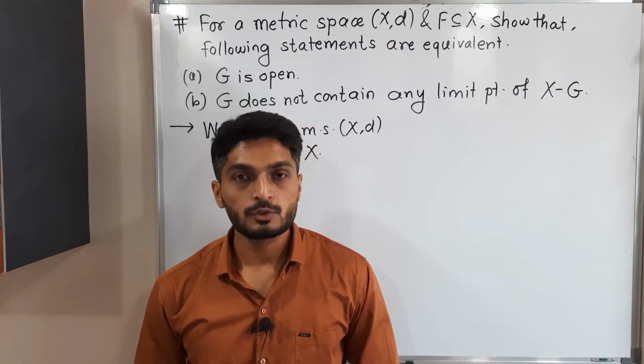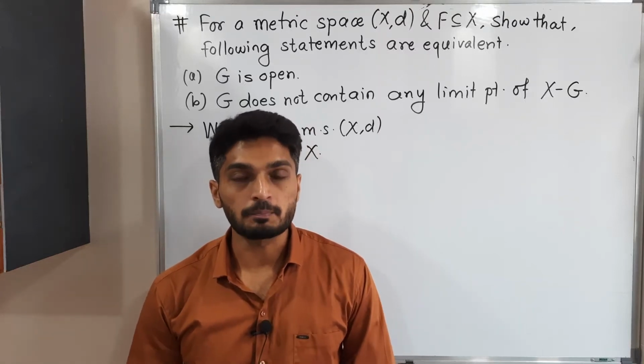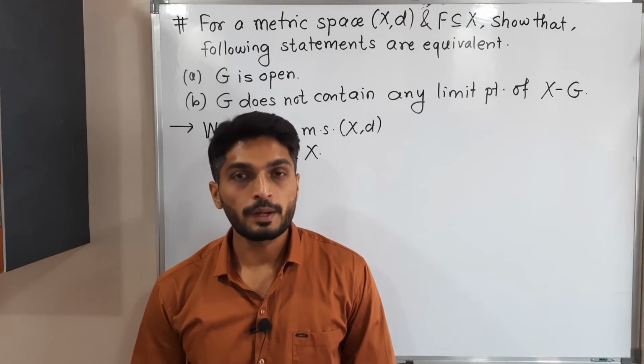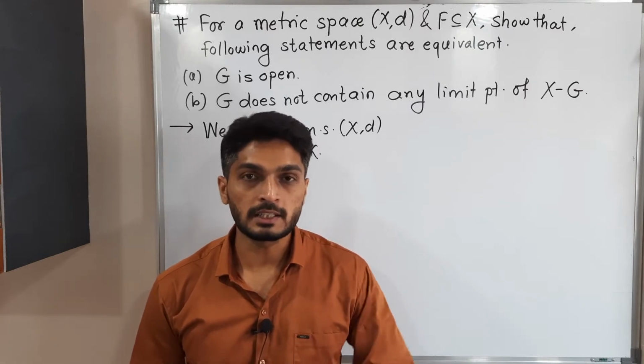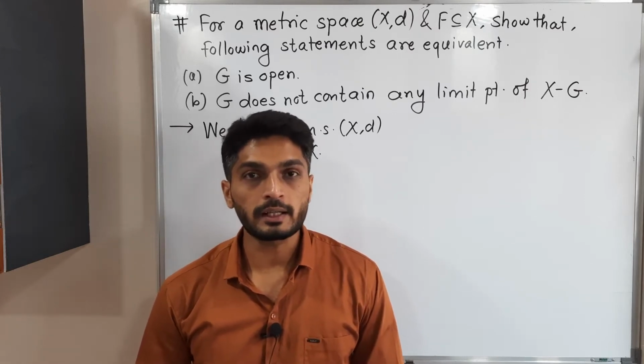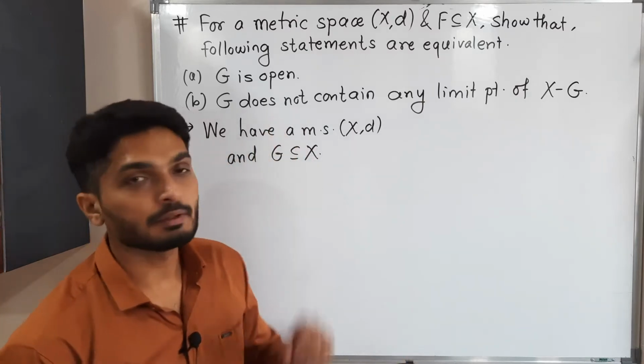Let us discuss this theorem. In this theorem, we have a metric space (X, d) and G is a subset of X. We have to prove that these two statements are equivalent. So let us do that. I'm going to consider A and we will prove B.